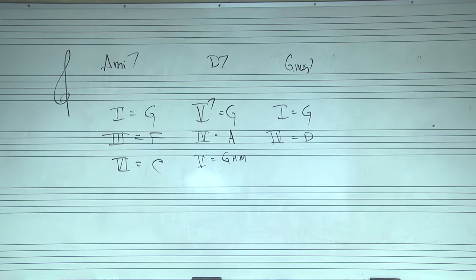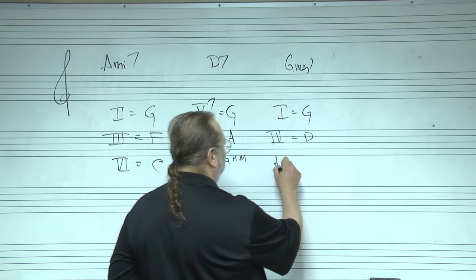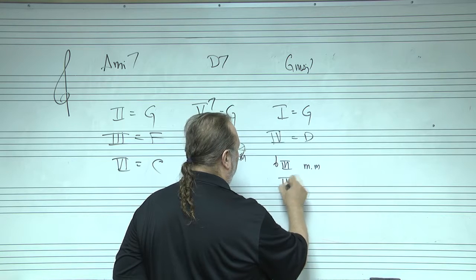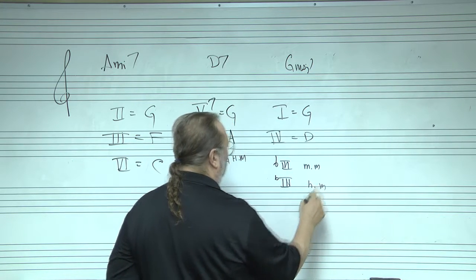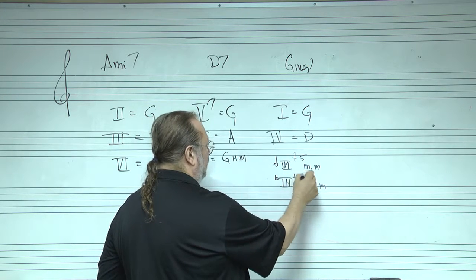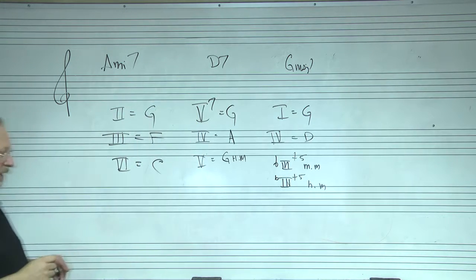Flat 3 in melodic minor, so it'd be a flat 3 in harmonic minor. So it'd be a flat 3. Melodic minor, and flat 3 in harmonic minor. But these two, you need a plus 5 in the chord to make it fit.